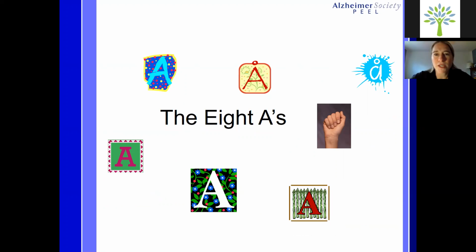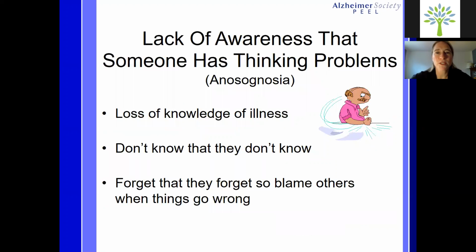So now we're going to talk about the A's of dementia. So the 8 A's. The first of which is Anosognosia. So we're going to start with the most complicated word of the day, but it's really not the A that matters. The most important part is really the behavior. So that lack of awareness that someone has a thinking problem. This client doesn't realize, this loved one doesn't realize there's anything wrong. They don't have any knowledge of the illness. They don't know that they don't know.